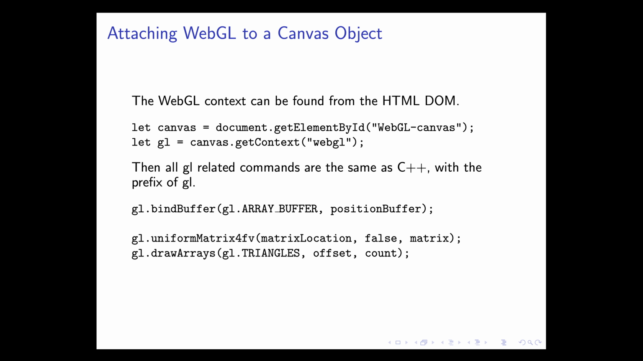You can do gl.bindBuffer, you can do gl.uniform, you can set all the uniforms the same, everything like that. And then you can do gl.drawArrays. You can specify your primitives with gl.TRIANGLES, gl.LINE_STRIP, gl.TRIANGLE_STRIP, triangle fan. Everything just has the gl dot in front of it. And so everything's the same as C++.